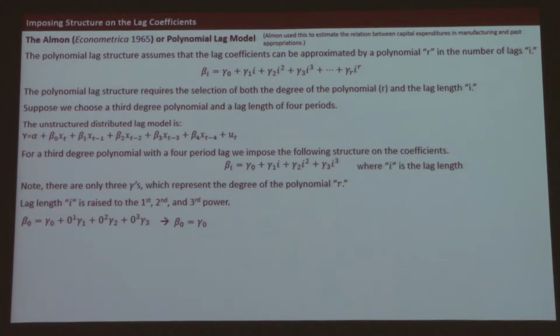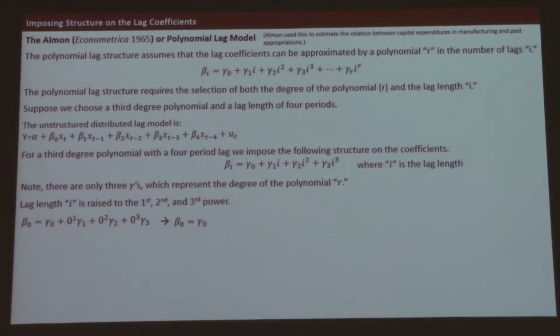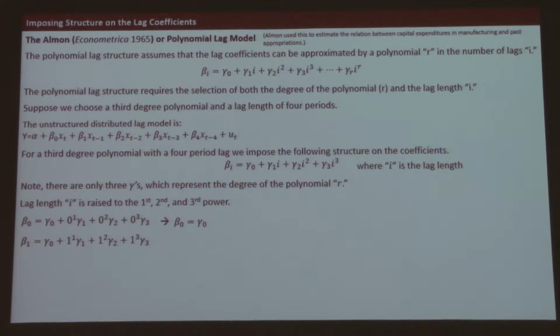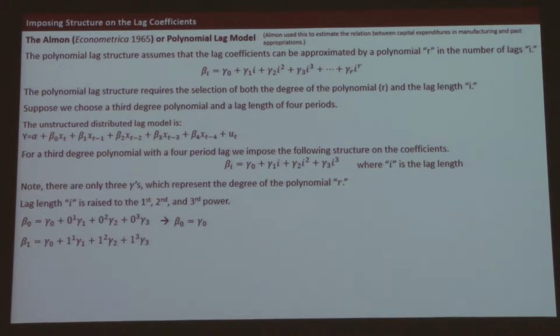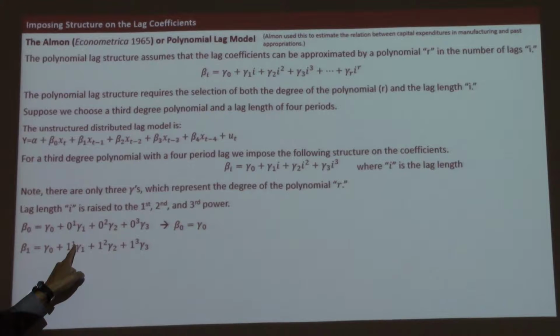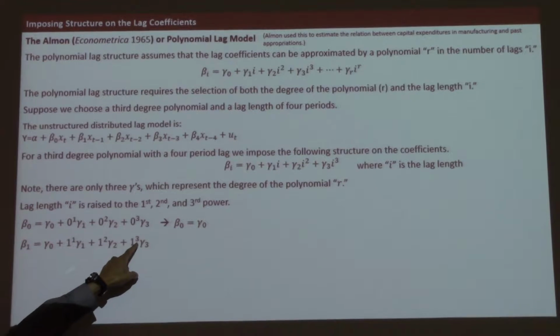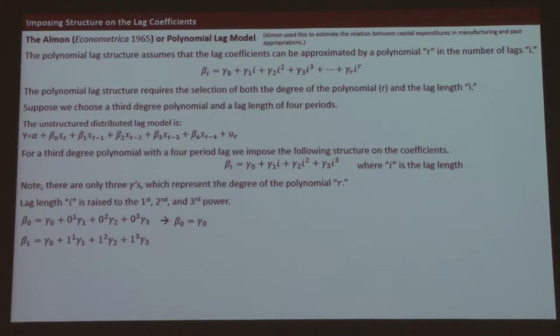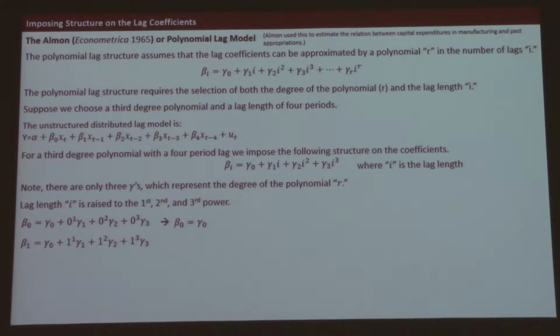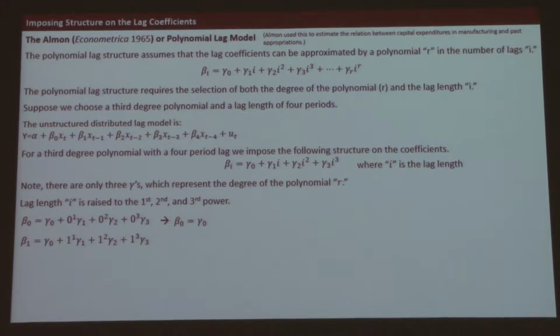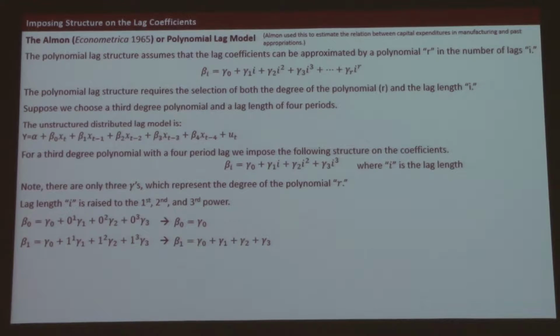We're going to take the coefficient on xt minus 1, which is the 1-period lag. So we take the lag length, which is 1. We raise it to the first power, the second power, the third power. And again, we're going to have to actually do this mathematically. Data doesn't do this for us. 1 to the whatever is always going to be 1. So beta 1 is going to equal that.